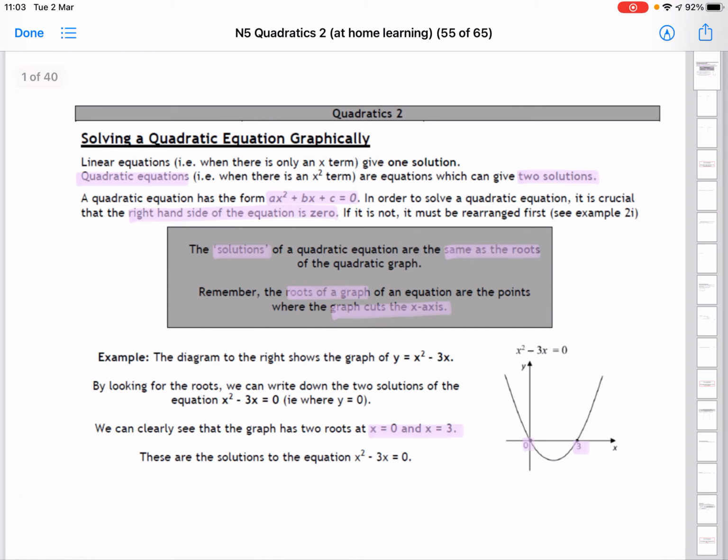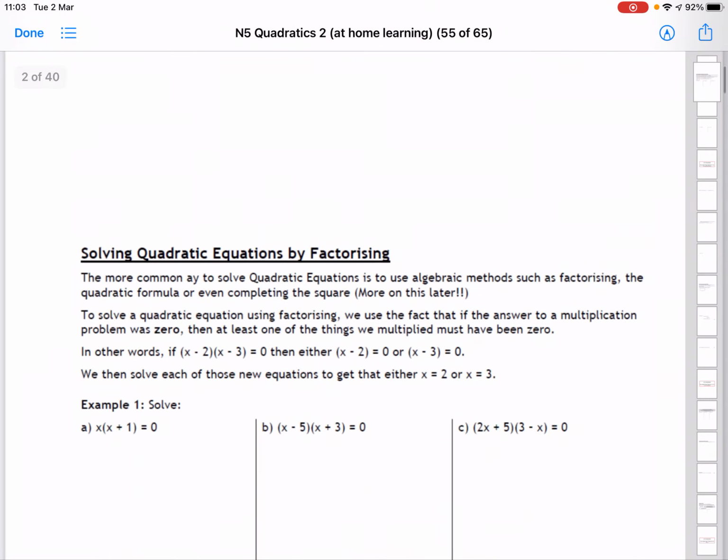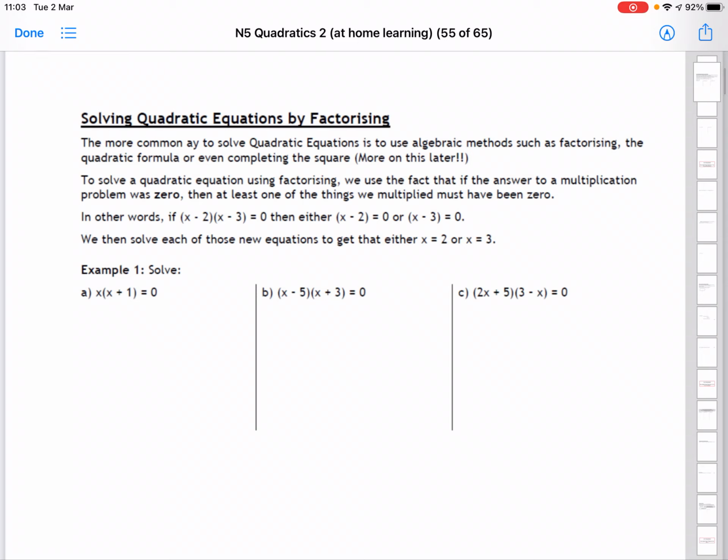So rather than having to draw out your graphs every time to find your solutions, we can just find our solutions using our algebra skills, so purely by factorising, and that's what we're going to be looking at just now. The most common way to solve a quadratic is just to use your algebra skills. What we're going to do here is use the fact that when we multiply two things together and get 0, one of those two things had to be 0. Something multiplied by 0 will always give you an answer of 0.